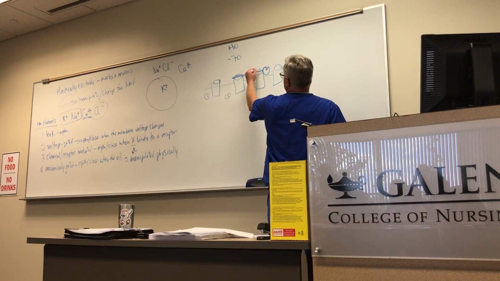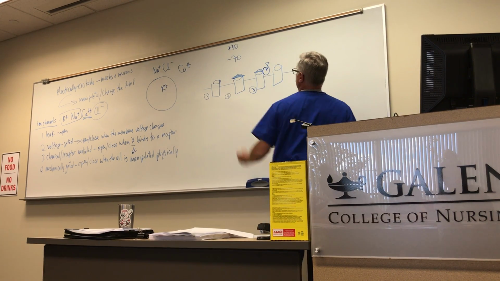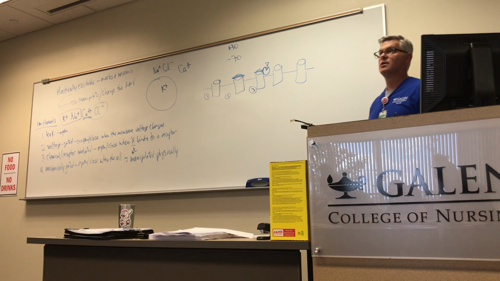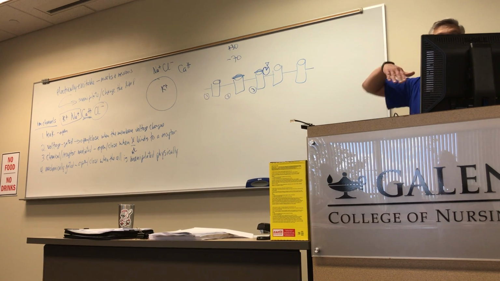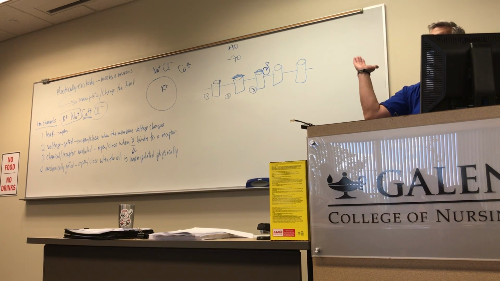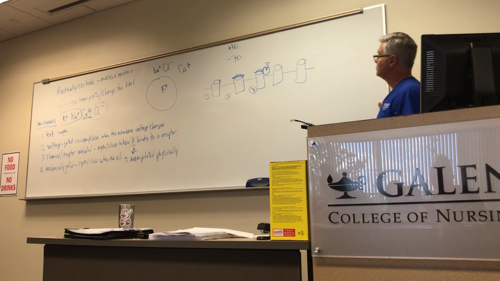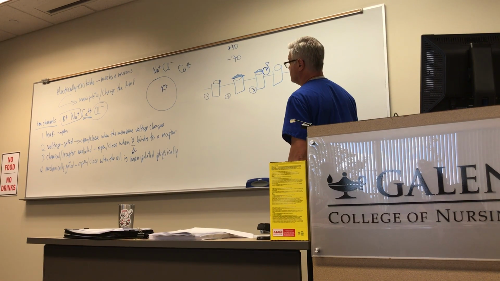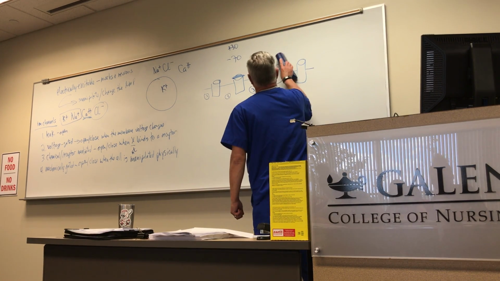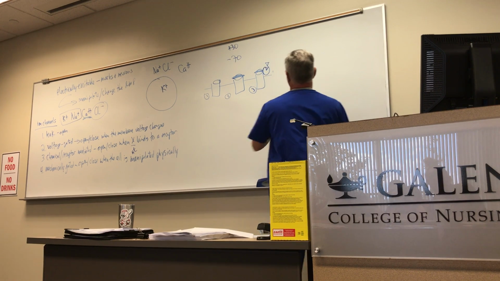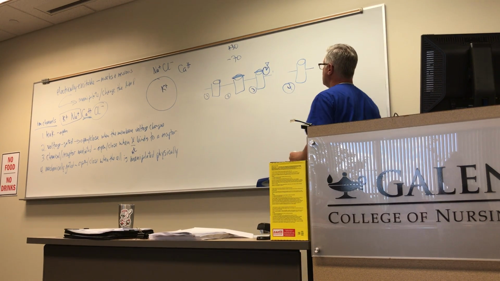So now it's got a trapdoor, and that trapdoor opens when something binds to the receptor, like a neurotransmitter opens up. Did I draw too many? I did. My fourth type, and this is a weird one.